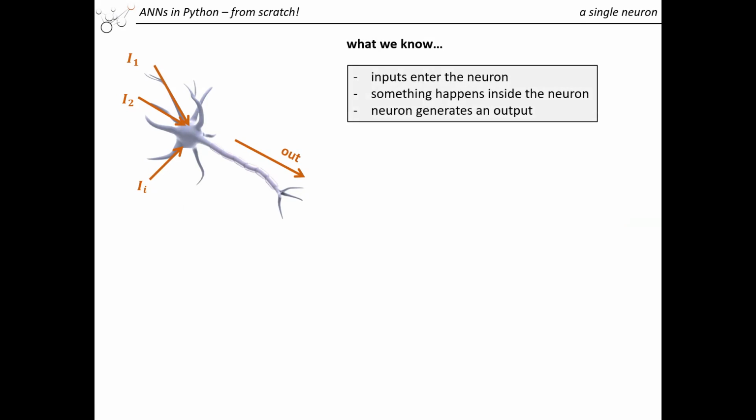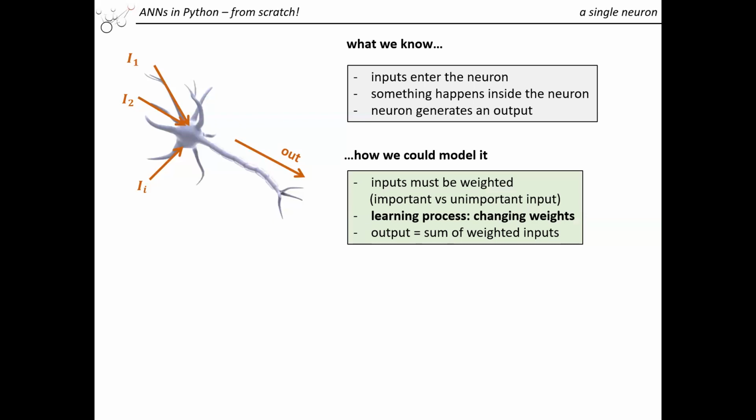But if we want to write this as code, and if we want this neuron and also the network to be able to learn, how should we model that? The first idea is that those inputs have to be weighted somehow. So we have to multiply these inputs with some weights in order to distinguish between important and unimportant inputs. And that's what the network has to learn. That's the actual learning process. So it's just changing and adjusting those weights according to the desired output.